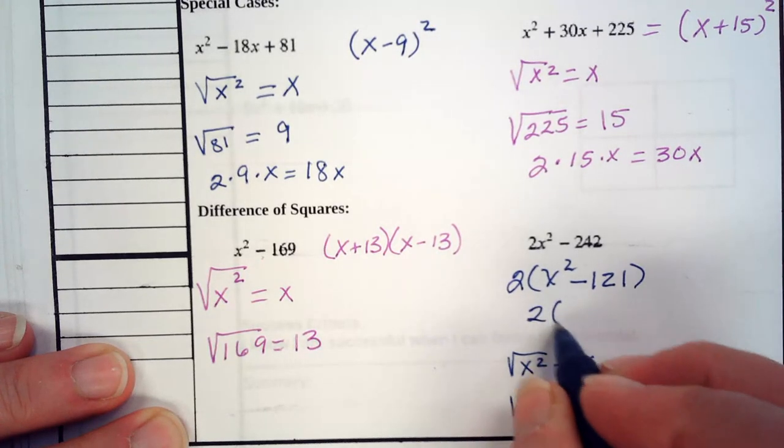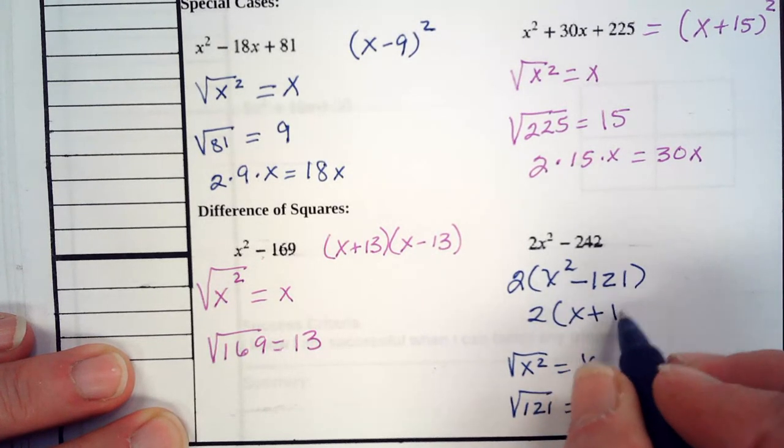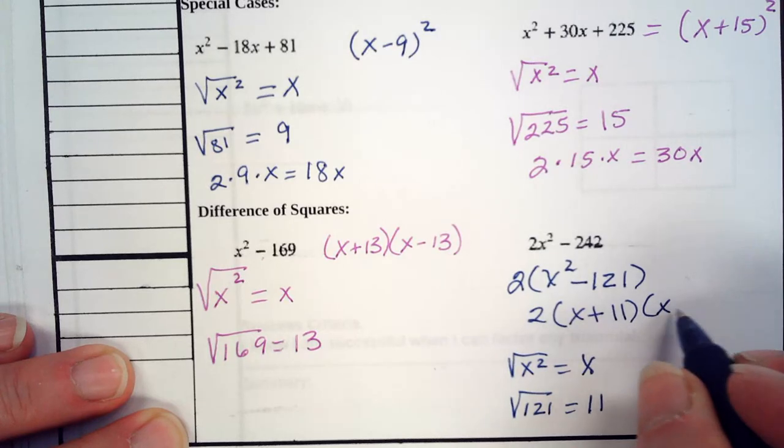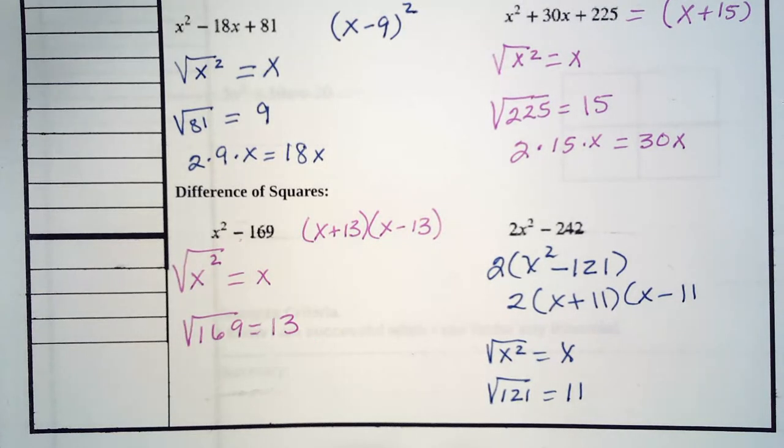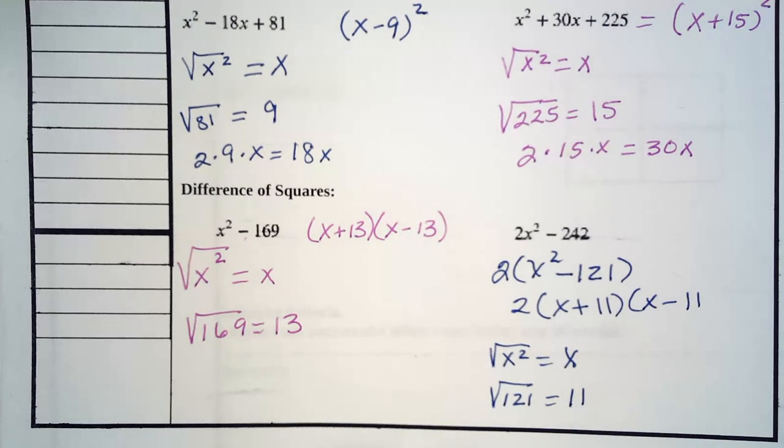So this is 2 times x plus 11 times x minus 11. If you've got any questions, back up the video and watch the first page again on notes.